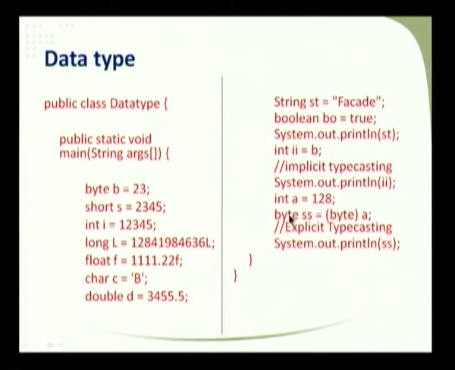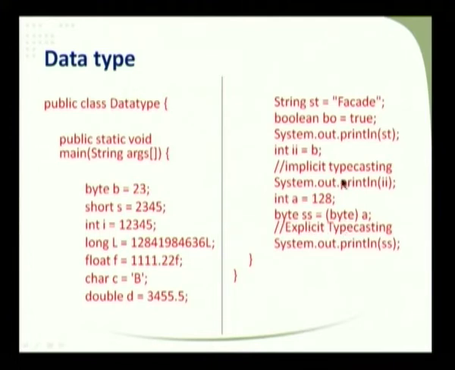Whereas here I have a byte ss equal to, and I am explicitly typecasting with the data type. I should have in the braces the type I need to change to. Here I have an integer and I am trying to convert that into a byte. Byte occupies less space than the integer, so we need to do an explicit typecasting. In the same way, whenever you create programs with objects, we need to follow this explicit typecasting.